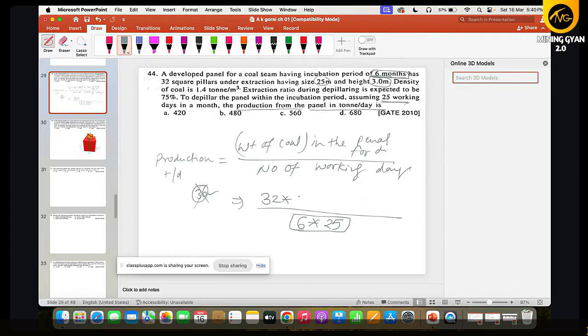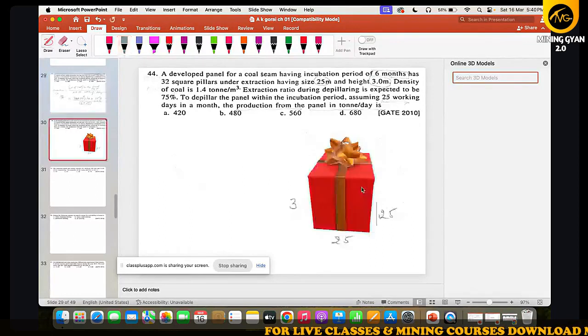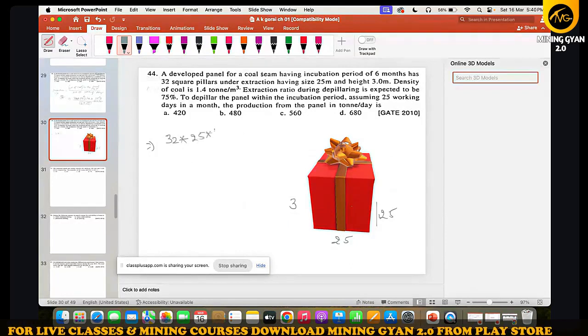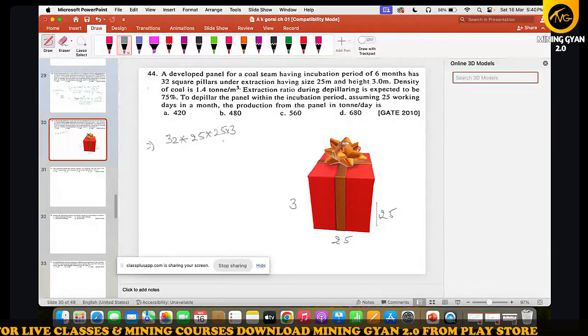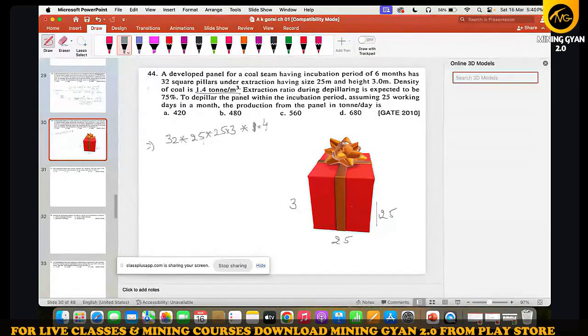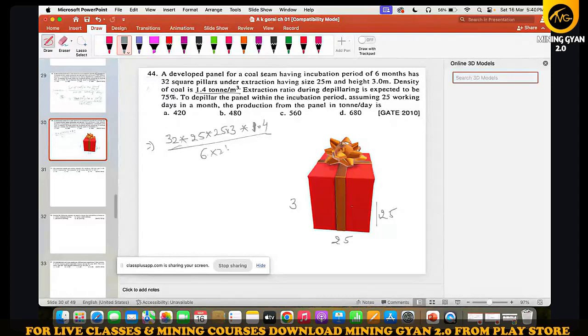And the volume of the pillar. So the number of pillars multiplied by the volume of one pillar. The number of pillars he has provided us is 32. The volume of the pillar is 25 into 25 into 3, into specific gravity for weight. It is given as 1.4, divided by the number of days, 6 into 25.